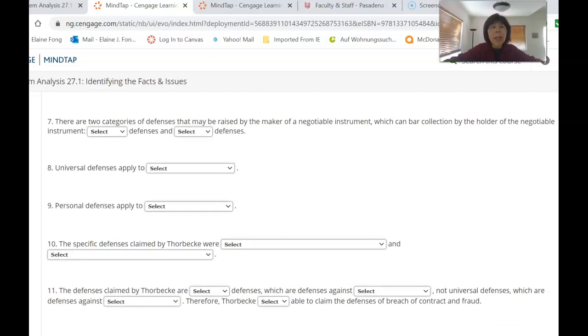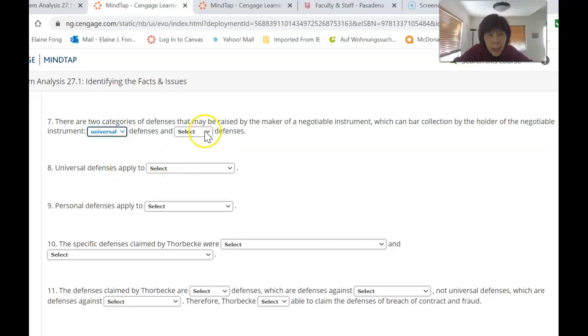There we go. There are 2 categories of defenses that may be raised by the maker of a negotiable instrument, which can bar, prevent, collection by the holder of the negotiable instrument. All right. What of those defenses? Are they called actual defenses, nominal defenses, punitive defenses, or universal defenses? Well, of the choices you have here, universal is one category of defenses.